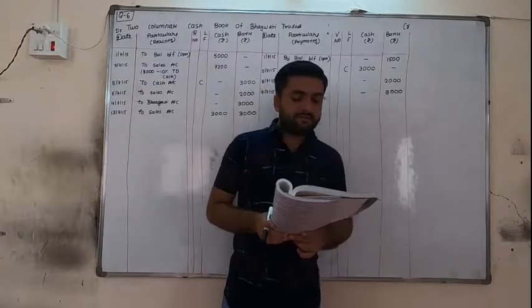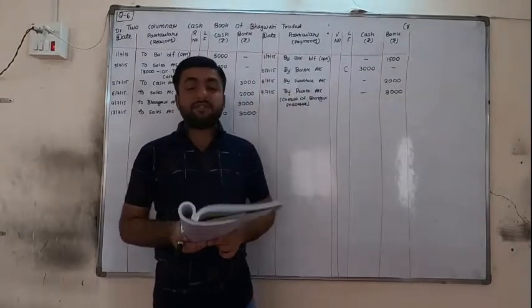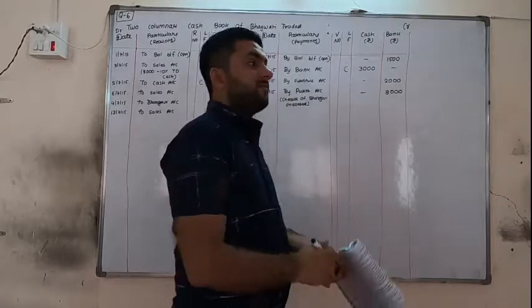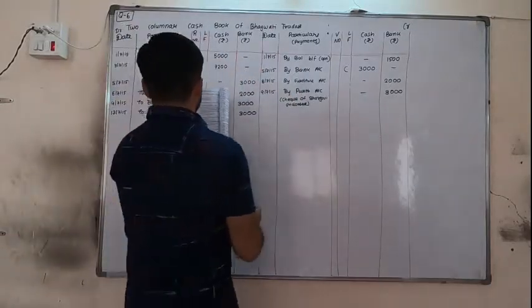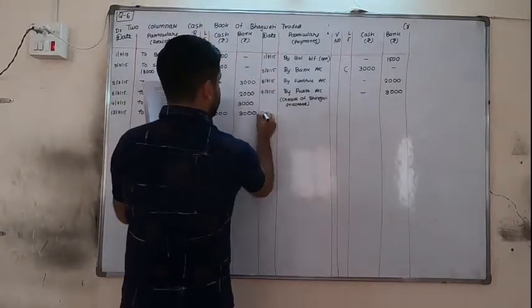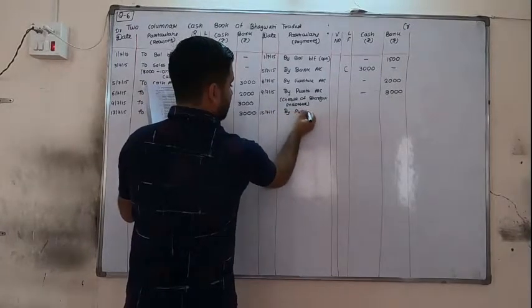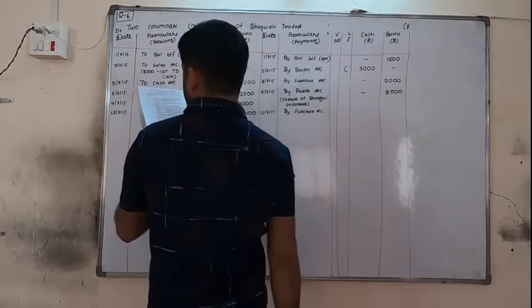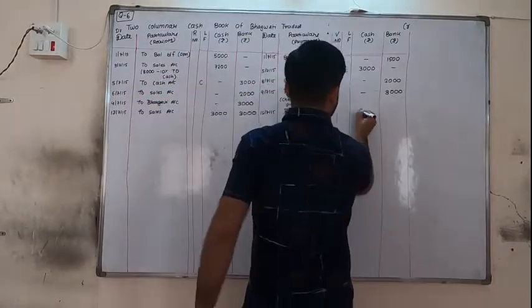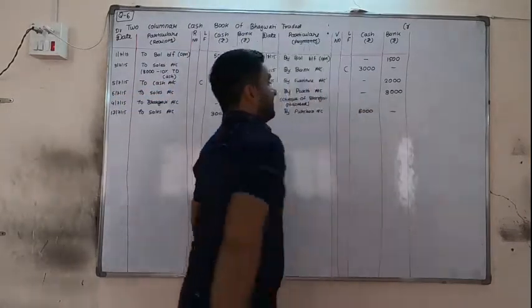Goods of 6000 purchased from Deviation, immediately the amount is paid by cash. So again cash is going out, goods are purchased. So on the credit side 15750 by purchase account. The whole amount is paid by cash only, so 6000 will come in the cash column, nothing will come in bank.